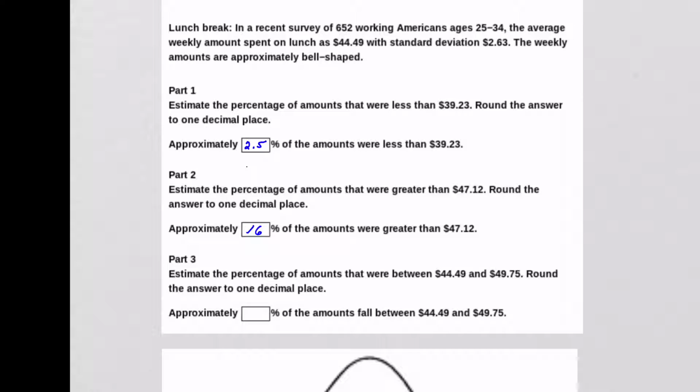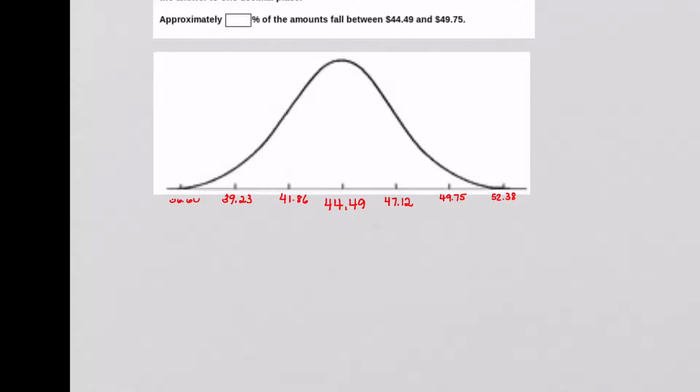And it says to estimate the percentage of amounts that were between $44.49 and $49.75. Round the answer to one decimal place. So 44.49 to 49.75. All right, so here we go. And we've got 44.49. And we want to go up to 49.75. So we're looking for this area here.